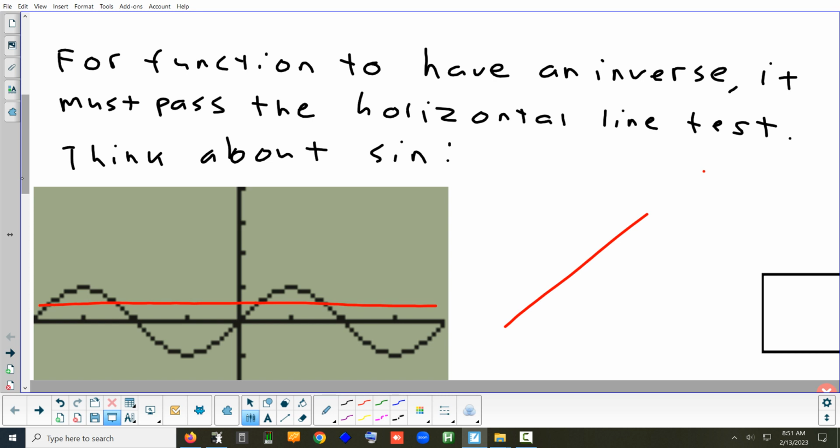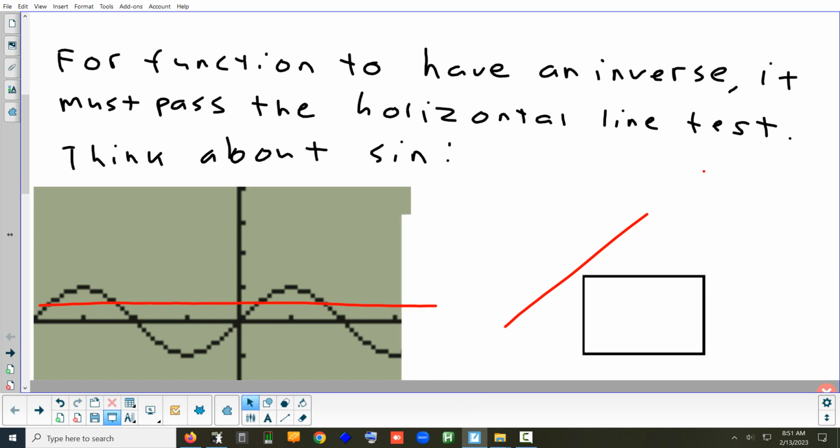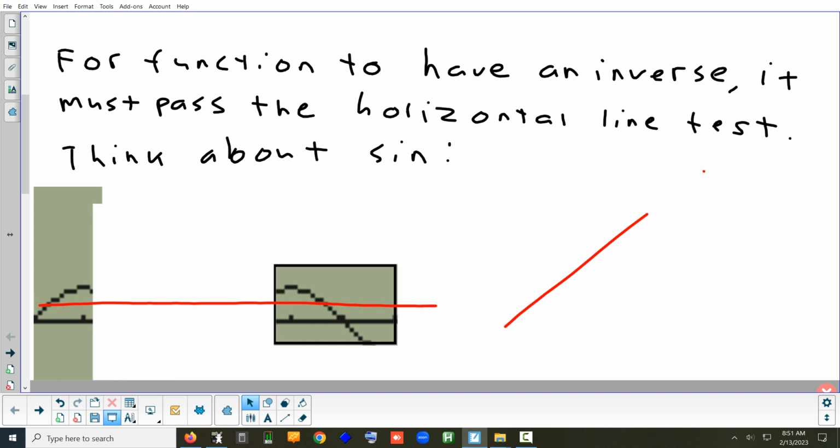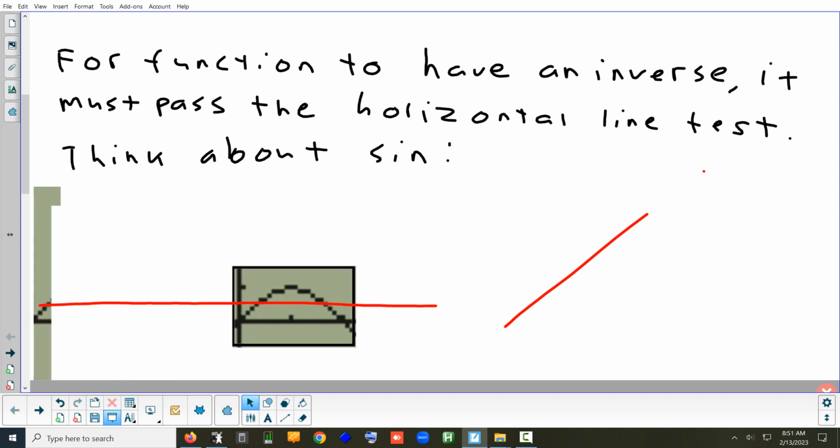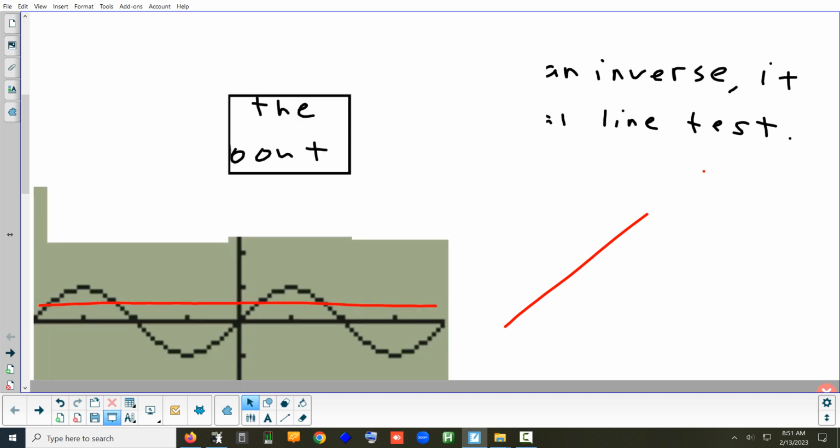Were you going to say something? Yeah, we should just limit the period. Yeah, what we're going to do is instead of looking at the entire graph of sine, we're only going to look at a small section. We're going to try to find a section that does pass the horizontal line test. Each one of these tick marks represents 90 degrees. So it's like 0, 90, 180, 270, and then 360 is a full cycle.